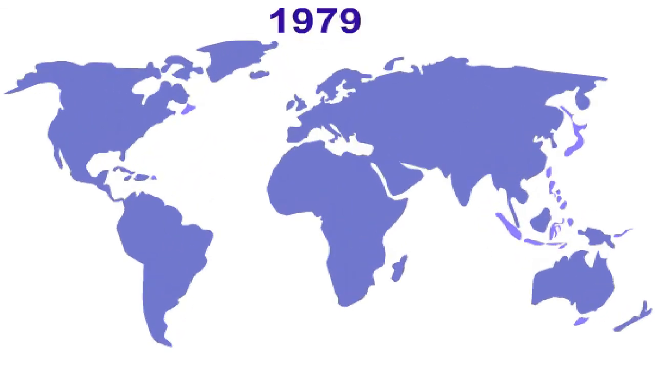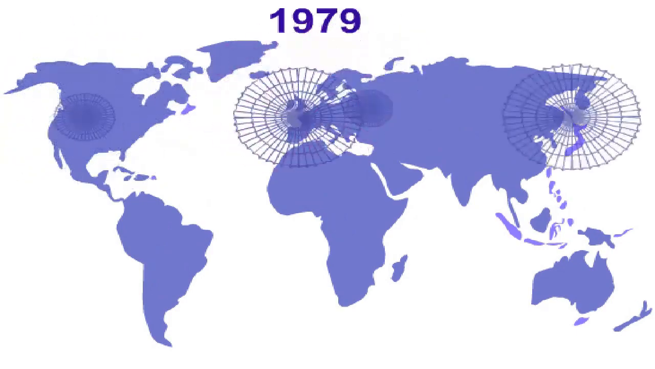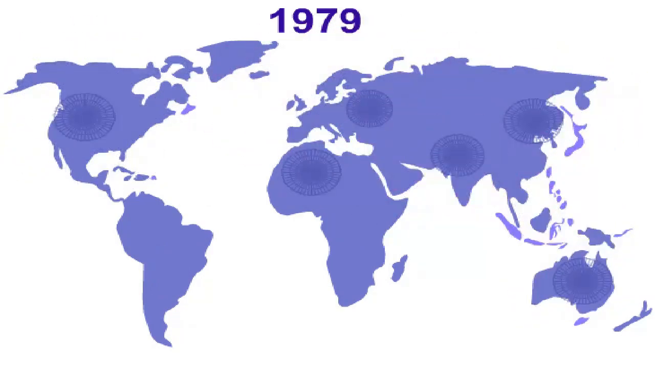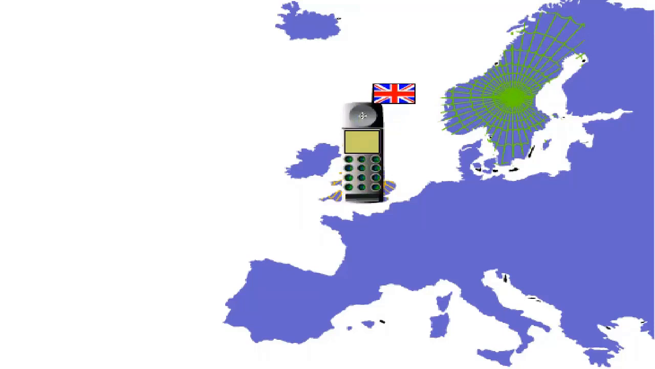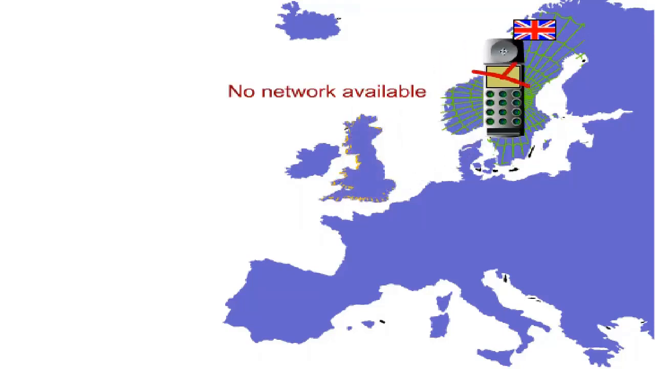By 1979, several mobile radio networks already existed worldwide. They operated on different frequency bands and were based on different standards. A mobile phone user in Britain could not use his mobile phone in Sweden, because the British and the Swedish mobile radio networks were each based on their own standards, with different signaling protocols, and were incompatible with each other.